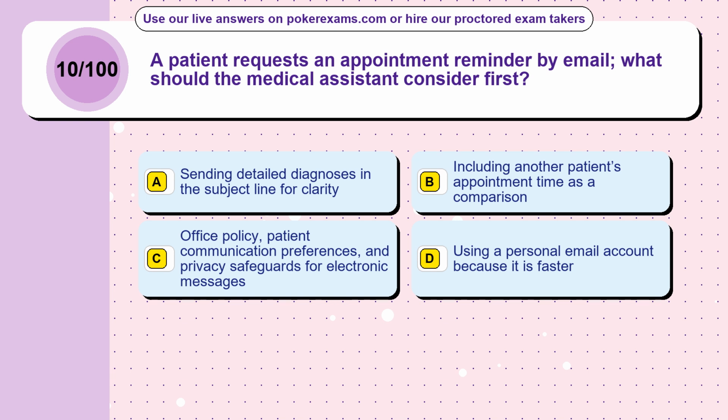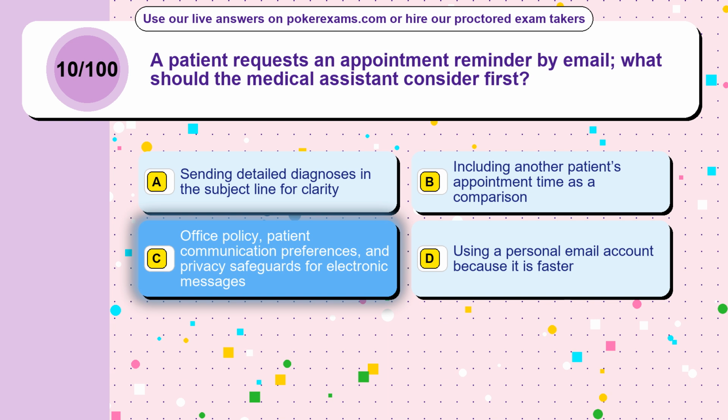Option D. Using a personal email account because it is faster. The correct answer is option C. Office policy, patient communication preferences, and privacy safeguards for electronic messages.